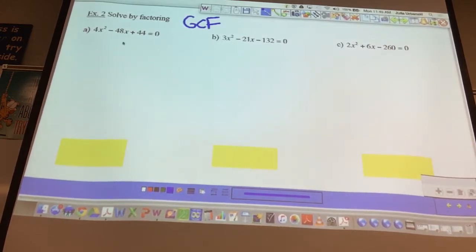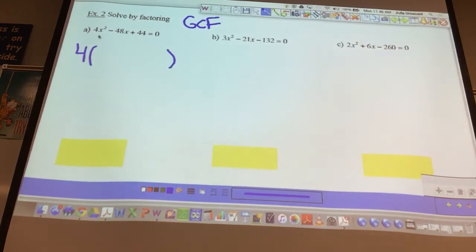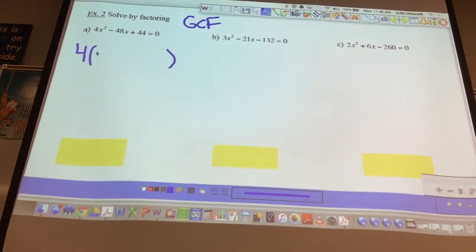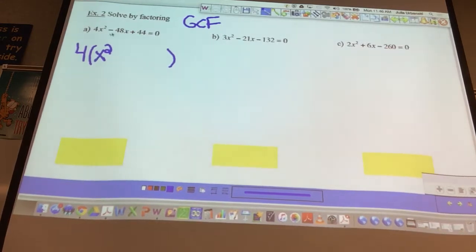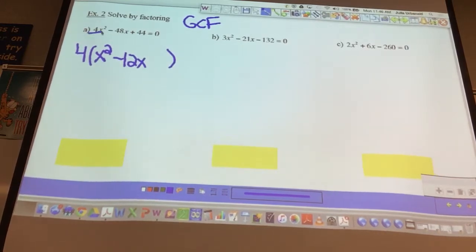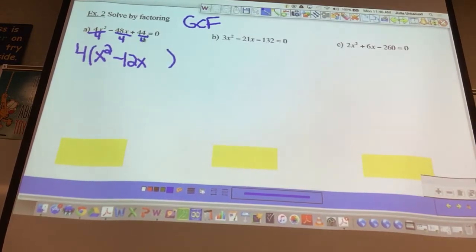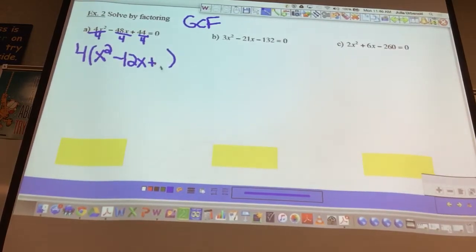All right, this is slightly different, but don't forget, one of the first things we did when we were factoring was we looked for a greatest common factor. There's a 4 that goes into all three of these numbers. So if you divide out a 4 first, then it will be easier to factor. 4x squared divided by 4 is x squared. Negative 48x divided by 4. Am I going too fast with that? Just dividing everything by 4. So what would this one be? 11. Good.